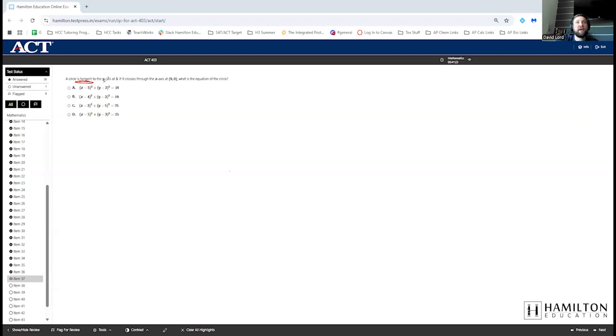All right, a circle is tangent. That means it barely touches the y-axis at 3. Well, that means it's going to be at 0, comma 3. If it crosses through the x-axis at 9, comma 0, what is the equation of the circle? Well, the graph could be a couple different options. So we need to go through 9, comma 0, and we also need it to be tangent.